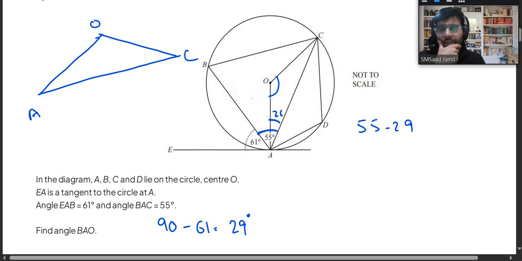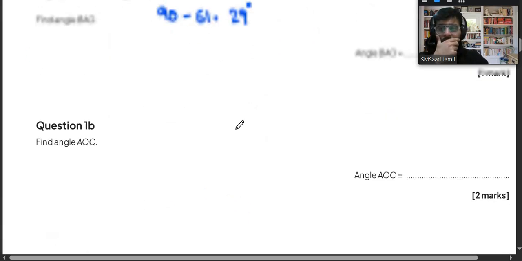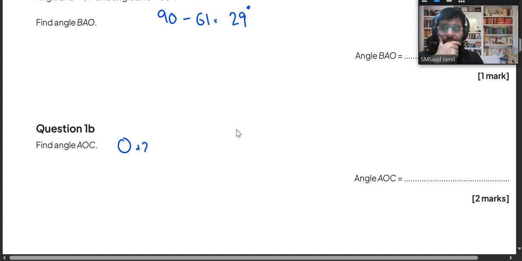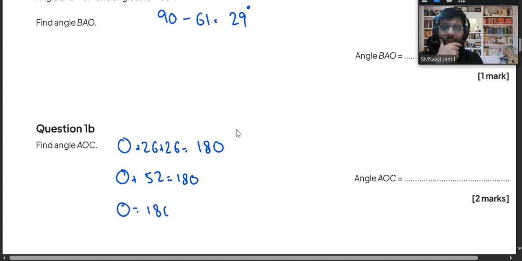So if I want to find this angle, I will do 55 minus 29, which means that this angle is 26. If this angle is 26, look, this is radius. It means both the sides are same. It means this side is also 26. So 26 and 26, all that we are left with is O. So O plus 26 plus 26 is equal to 180. O plus 52 is equal to 180. O is equal to 180 minus 52. So O is equal to 128. This is how you had to find angle AOC.